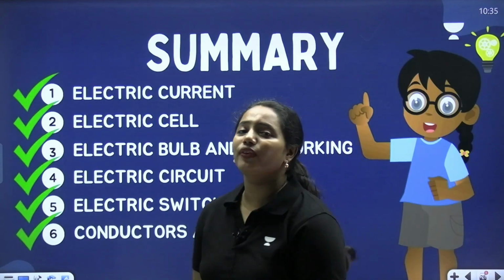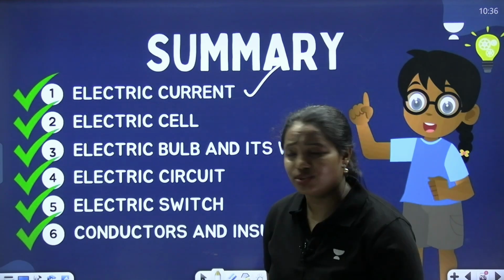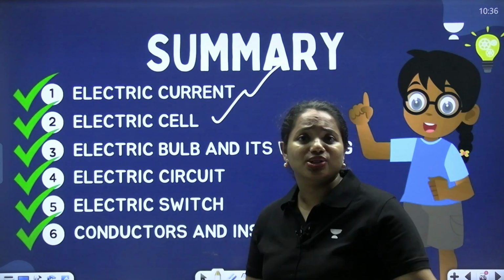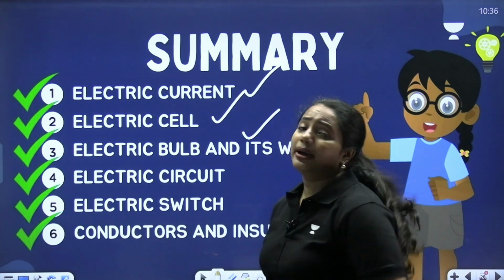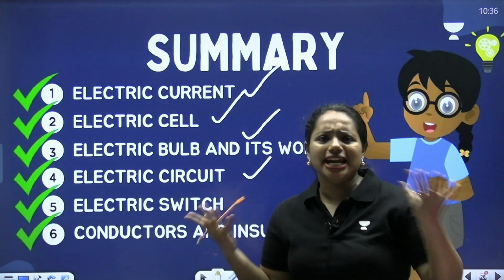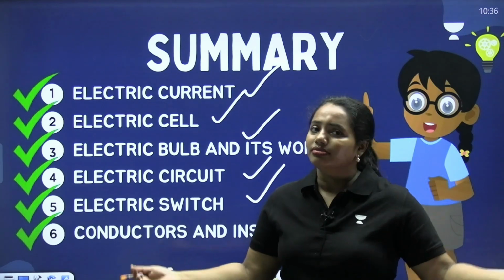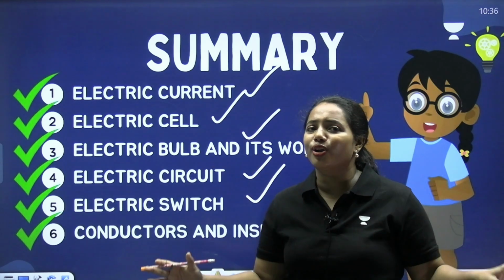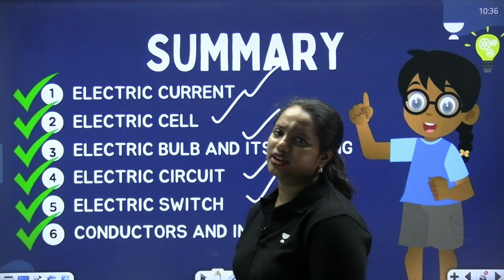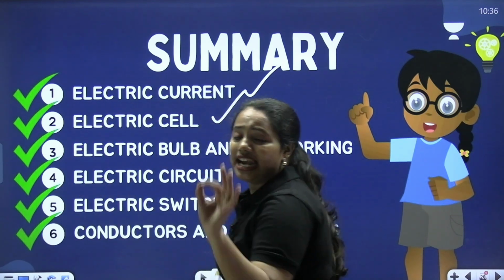And now we are moving towards a summary, and here you can see that we have completed electric current. It's nothing but the flow of charges. Then we discussed electric cell, which is nothing but a component that acts as a source of energy, and electric bulb and how it works. Then we discussed electric circuit. This is nothing but the connection of various electrical components. Then we discussed electrical switch. It's nothing but a component that is basically used to control or connect or break the circuit. Correct. And finally, we discussed conductors and insulators. Conductors can conduct electricity through them. Insulators are not going to conduct any kind of electricity through them.